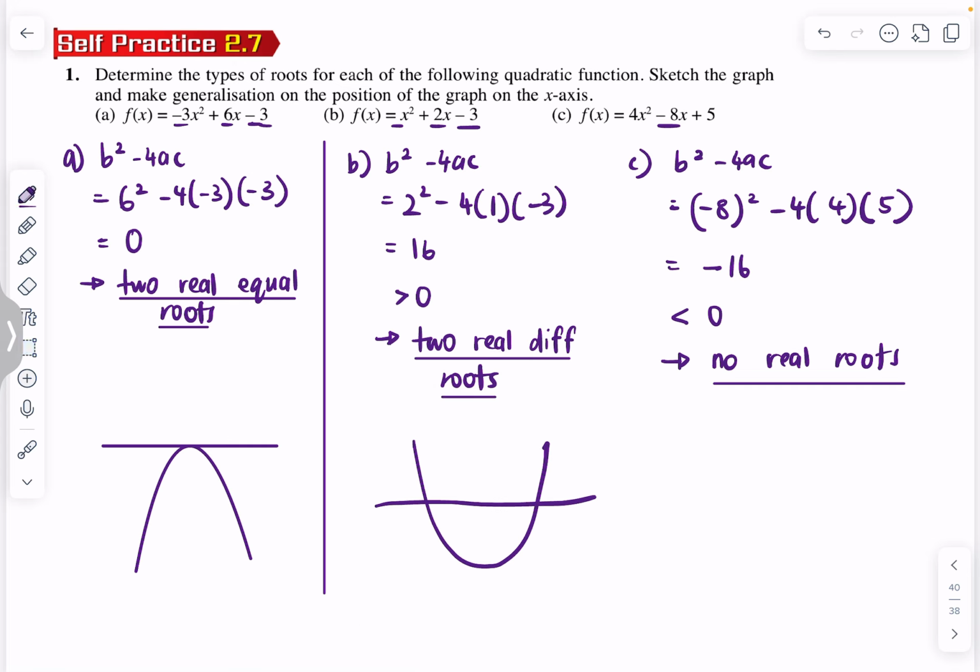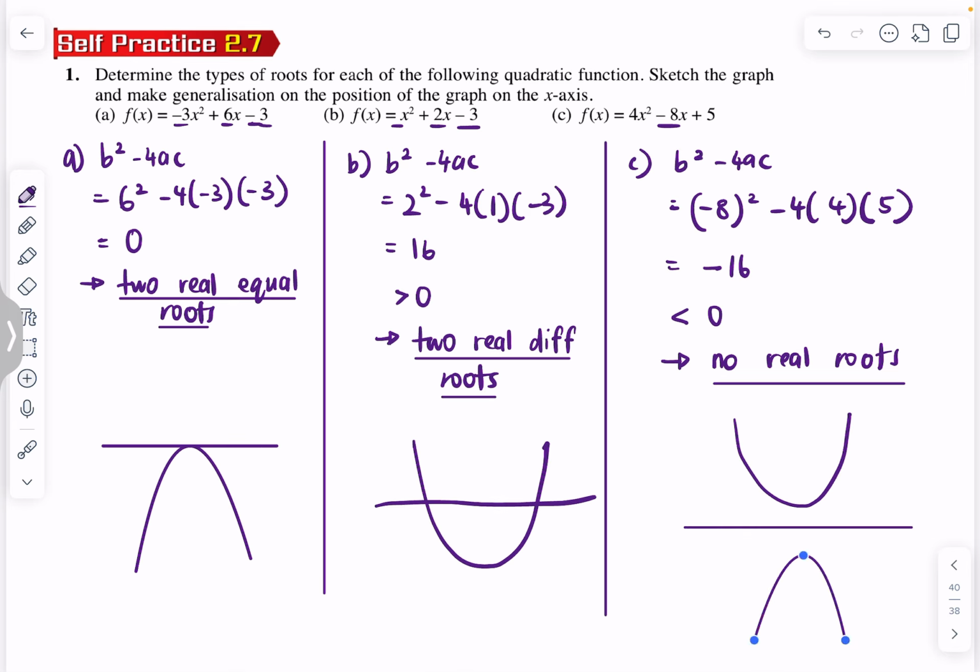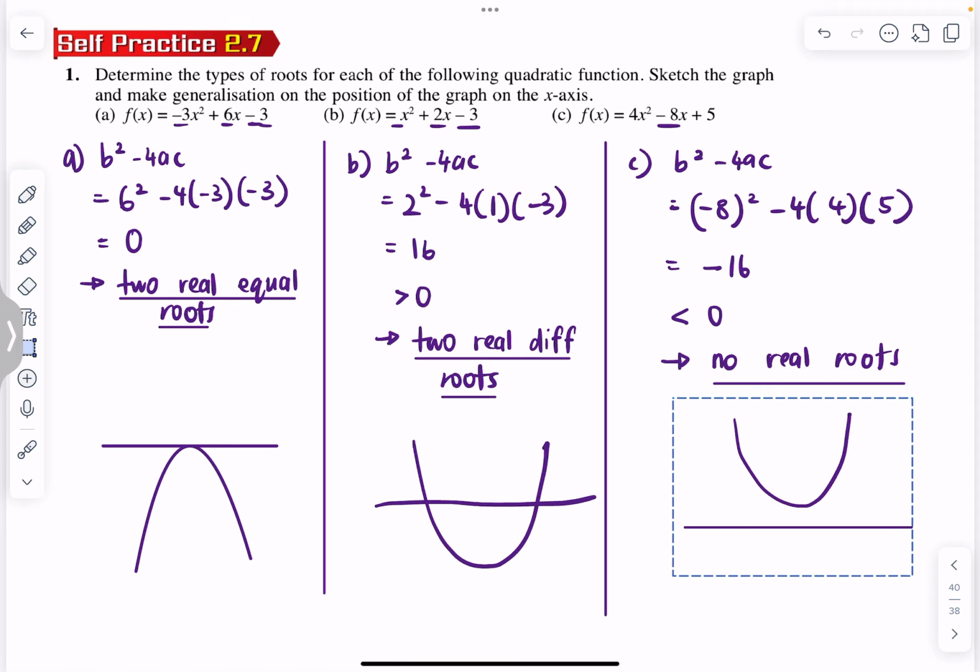Two equal roots. And here, no real roots. No real roots means it will not cut the x-axis, either like that or like this. But since this is a positive a, our graph will be a smiley face. So smiley face means this one will be wrong. This one is for negative a. So we list this. So this will be our answer for C.